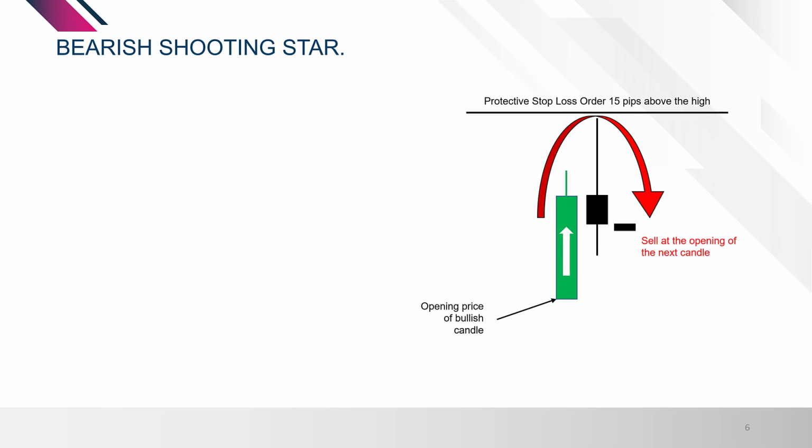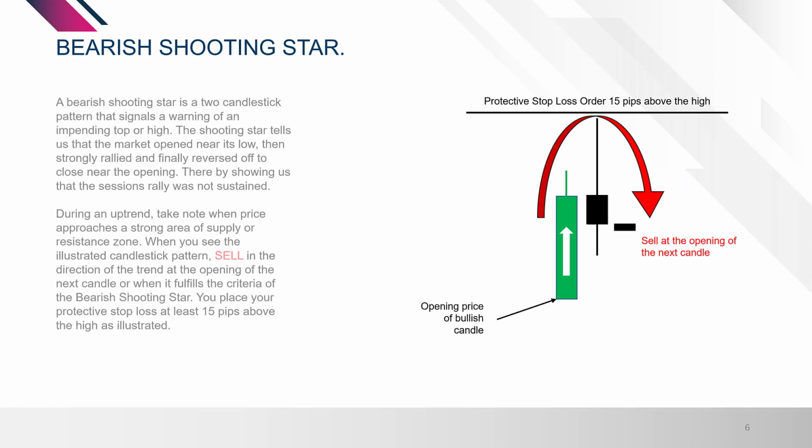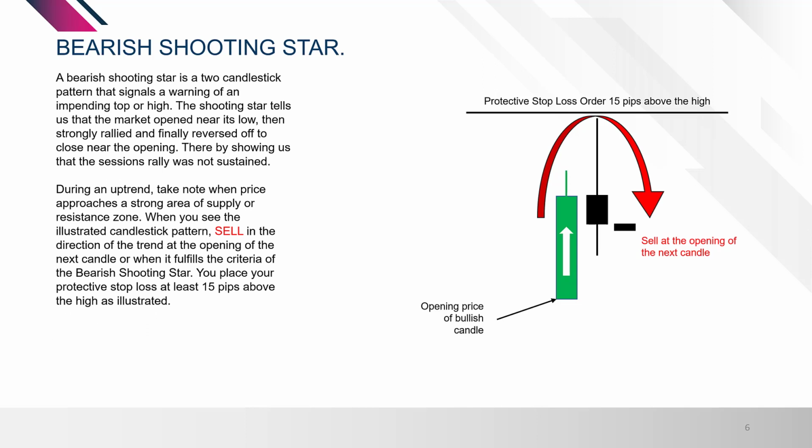Firstly, we're going to look at the shooting star. What is a shooting star? A bearish shooting star is a 2 candlestick pattern that signals a warning of an impending top or high in the market. The shooting star tells us that the market opened near its low, then strongly rallied and finally reversed off to close near the opening, thereby showing us that the session's rally was not sustained, as you can see on the illustration.